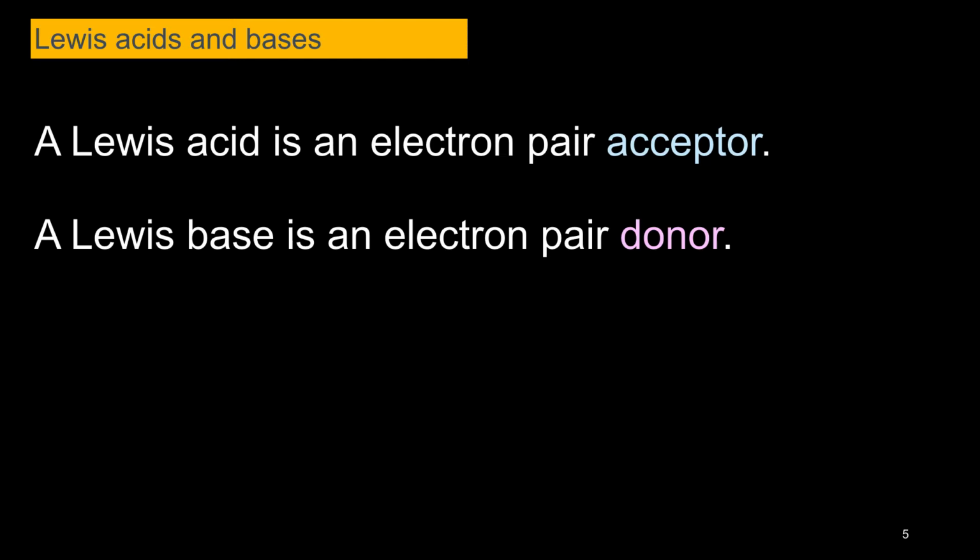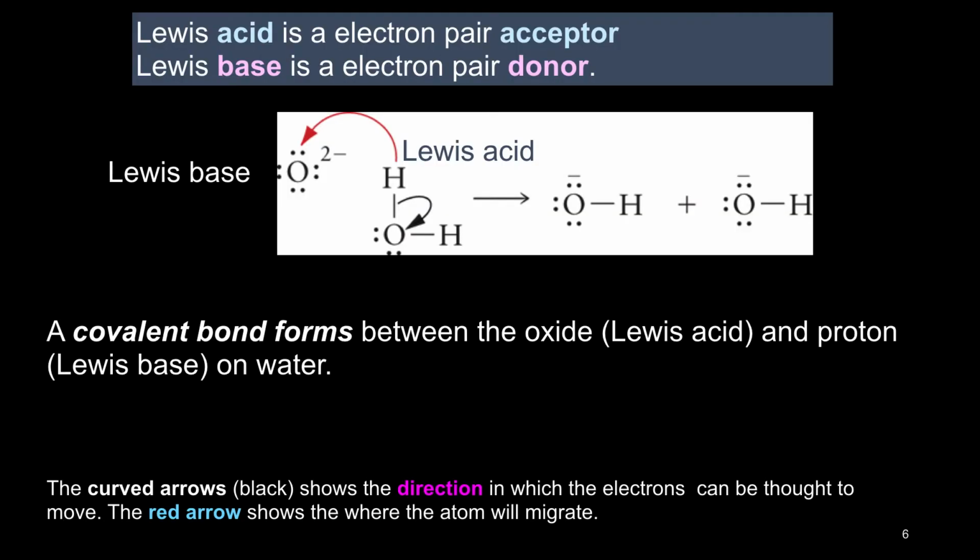A Lewis acid accepts an electron pair to make a coordinate covalent bond. A Lewis base donates an electron pair to form a coordinate covalent bond. Here we see the proton, which came off of the water, accepting a pair of electrons on the oxide ion to form a bond. And the oxide is donating that pair of electrons in the bond.